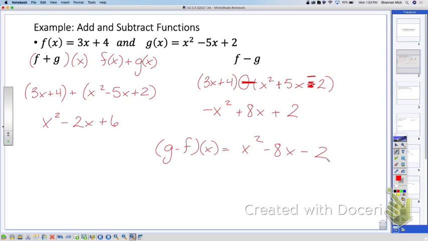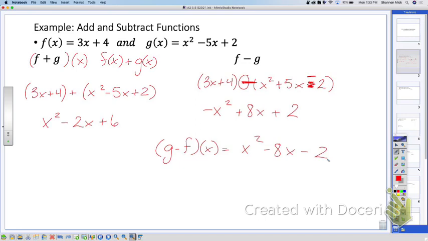The biggest mistake people make is not distributing the negative to the whole thing. They'll usually get the first term, but then what do they forget to do? The second and every third term, right? When we distribute, we have to distribute to everything in the quantity, don't we?